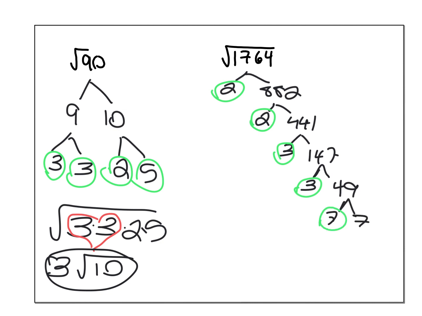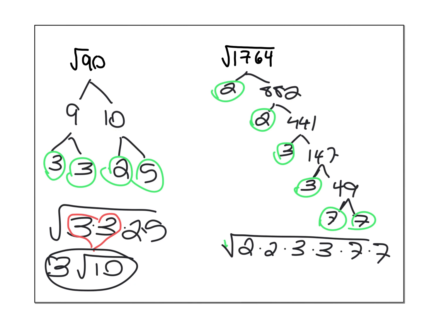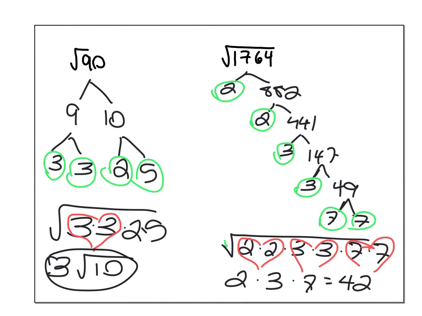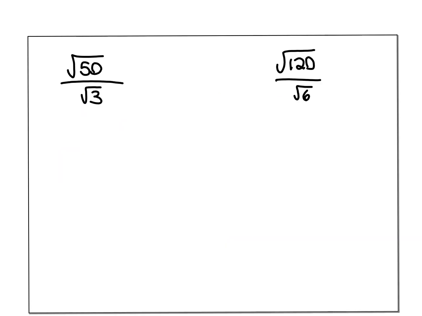There's all my leaves. All right, everybody's going in the house. So I've got 2 times 2 times 3 times 3 times 7 times 7. If you look, I've got 3 couples. Therefore, they can all come out of the house. 2 times 3 times 7. And there's nobody left in the house. That's equal to 42. Done. Let's go to the next one.